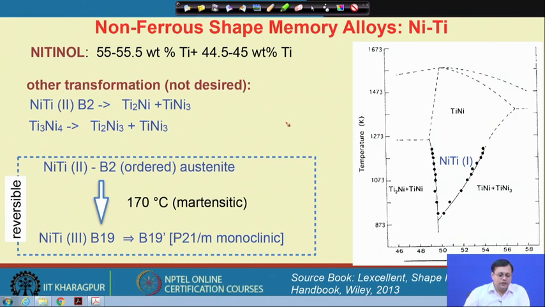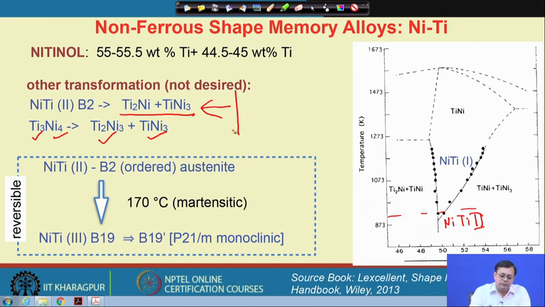Now, in case of this nickel titanium, where nickel titanium 2 means the ordered structure that produces at a relatively lower temperature than 700 degree centigrade, that particular phase will be decomposed into titanium 2 nickel and titanium nickel 3, and this is a eutectoid transformation which is not desired at all. There are some other transformations like titanium 3 nickel 4, which again further decomposes into titanium 2 3 or titanium nickel 3 type of phase.